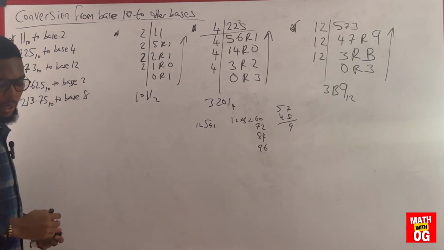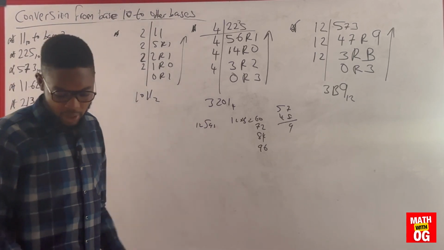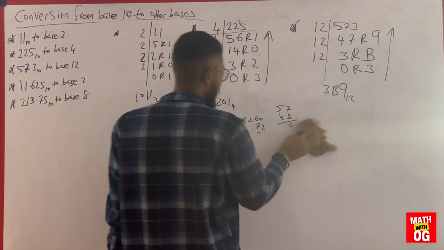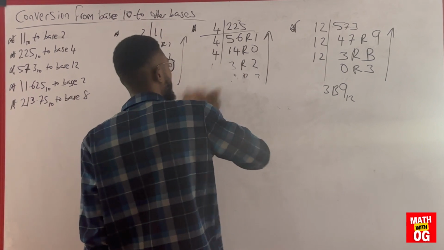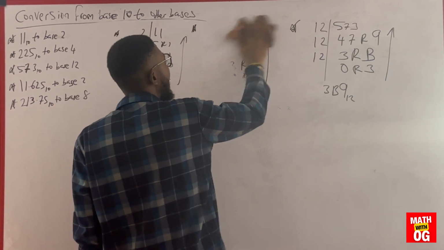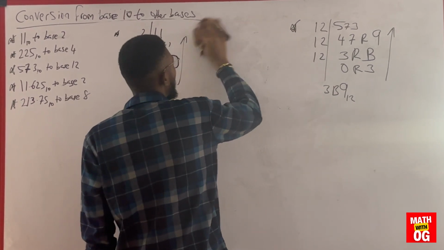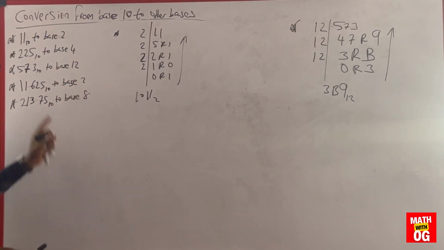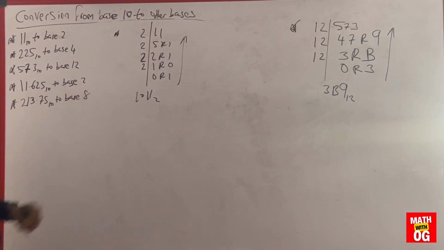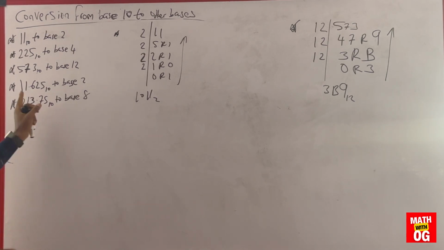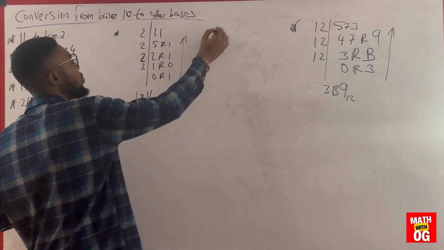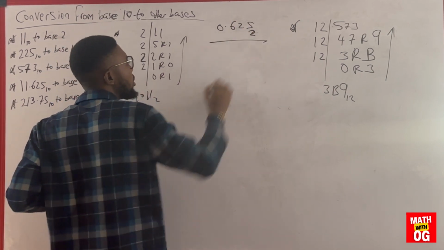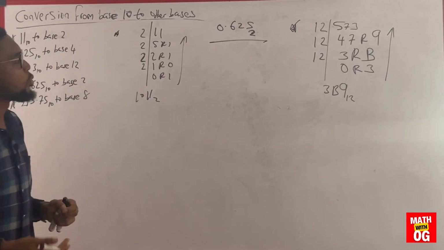Now, for the fractional part, we do what we call continuous multiplication. So just listen attentively and follow the steps we use under continuous multiplication. The fractional part here is 0.625. The whole number part is 11. So I have 0.625 multiplied by 2. We are multiplying by 2 because we are converting to base 2.